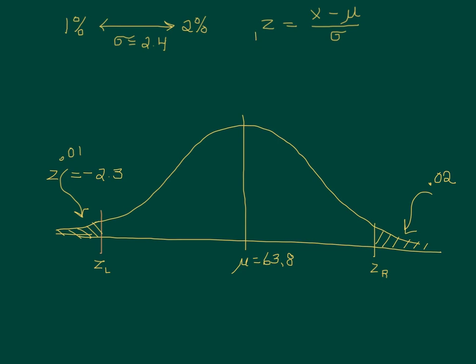So let's take a look at this equation. We want to find the x value that corresponds to our low z-score of negative 2.3. We know the z-score, we know the standard deviation, and we know our mean. We need to find x, so let's solve for x with that equation on the next page.